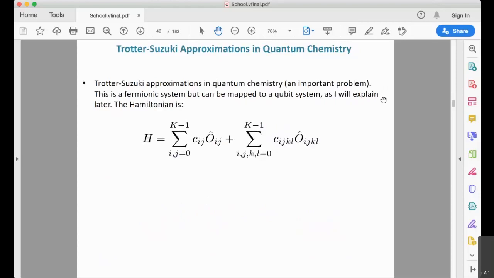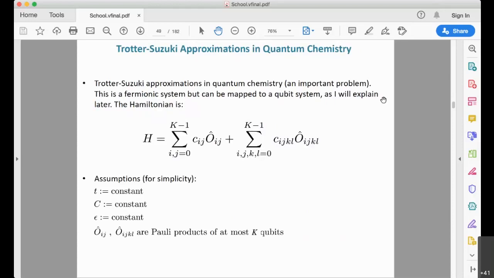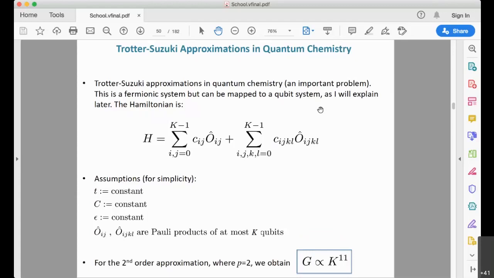So people have looked at this quantum chemistry problem. Okay, so this is maybe a fermionic Hamiltonian. It can also be written as a linear combination of Pauli products, right? So I'm going to make just a few assumptions here for simplicity. You don't have to make those, but say that the evolution time was a constant. The coefficients are bounded by a constant, the precision is constant, and so on. Okay, then it turns out that if you were to plug in everything just naively into what we had before, the error bounds, and you look at the second order approximation, then it turns out that the number of gates was ridiculously large.